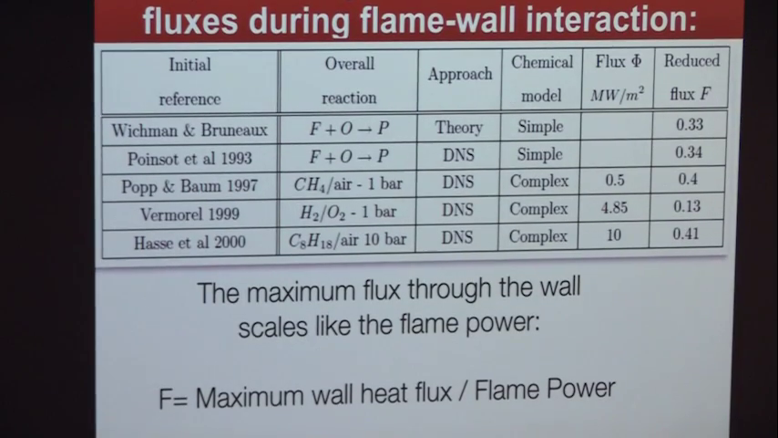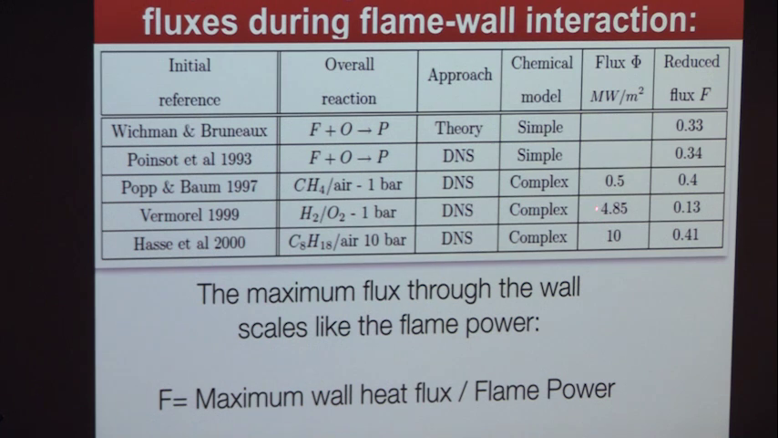What you can do is you can look at these numbers and ask yourself, can I scale that? Well, actually, you can scale it in the following way. We know that the flame power is this expression. It's the heat released by the flame multiplied by the flame speed. That's the typical flame power. And you can actually scale the maximum heat flux by the flame power. And you find that it's almost always of the same order. Of the order of 0.3, 0.4, 0.41, or something like this, except for hydrogen, but it's because hydrogen has such a large power.